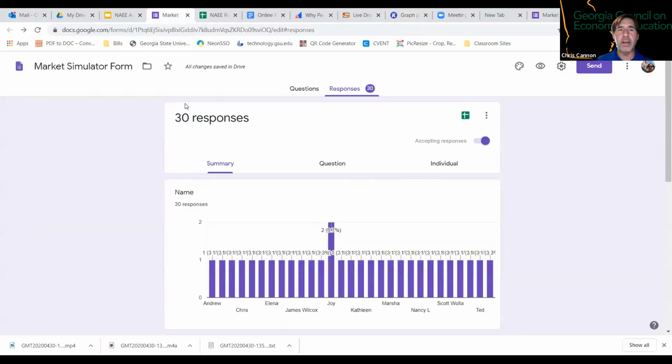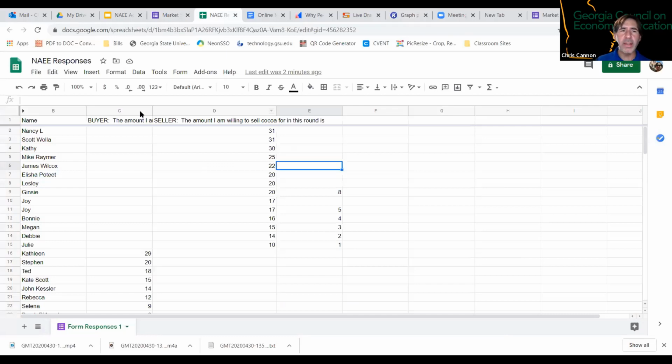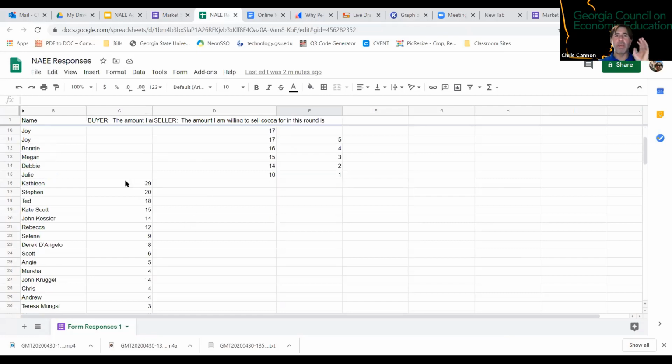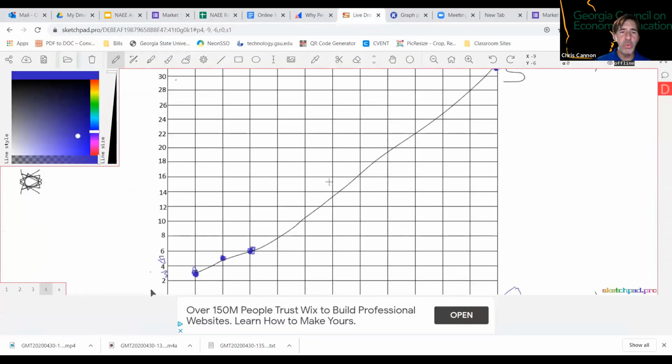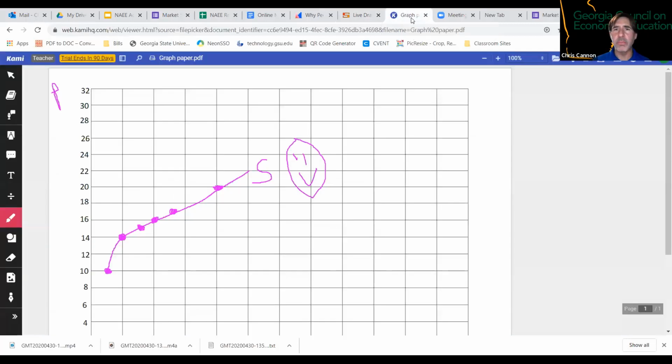We would do the same thing on the demand side, except you want to go the other way. You want to start with the highest price. Who is willing to pay the highest price? Kathleen, that was you. So Kathleen is willing to pay 29. Oops, that's a different annotation software there too. That's Sketchpad Pro. Let's change colors here real quick.